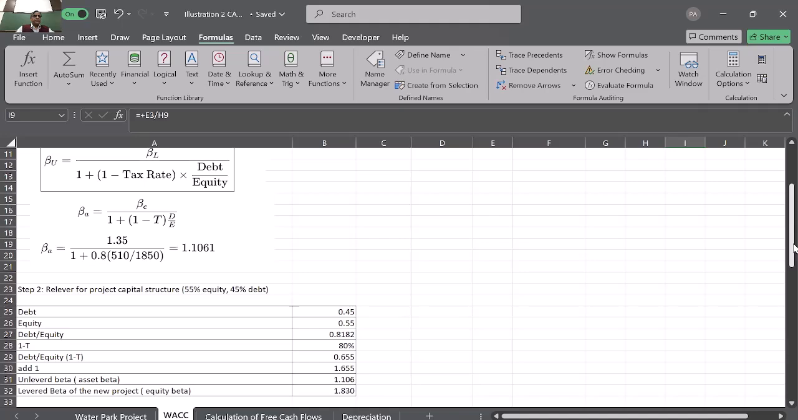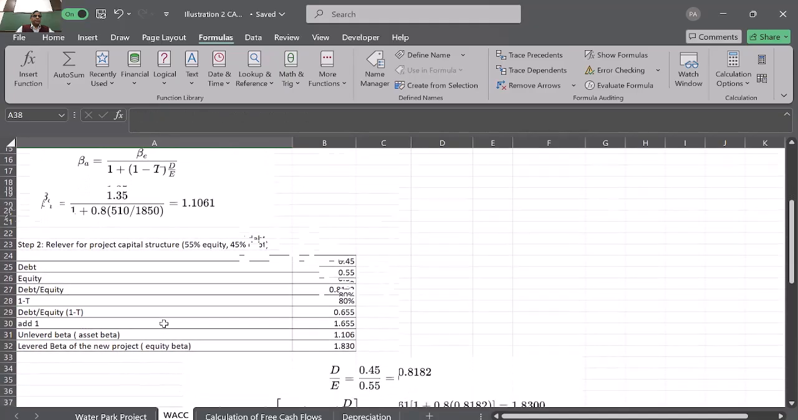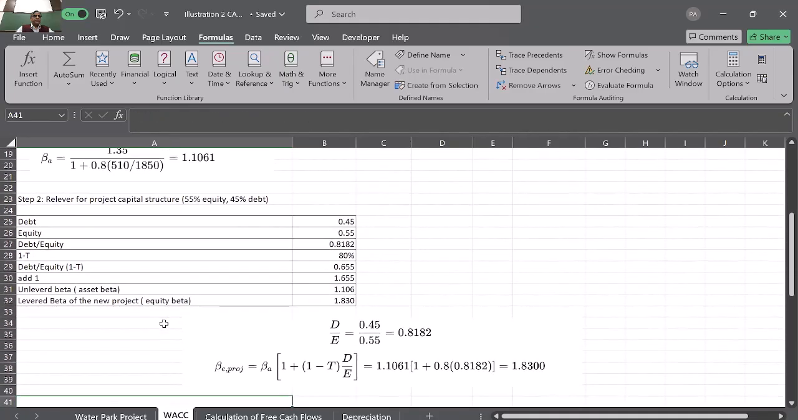Because now this company is going to have a different capital structure. So we know what is asset beta. Now we are going to calculate the equity beta, or the levered beta, for the new project. If you see the formula here, it is using 45% debt and 55% equity, so the debt equity ratio is different.